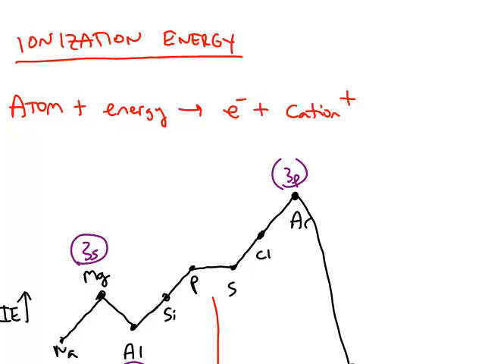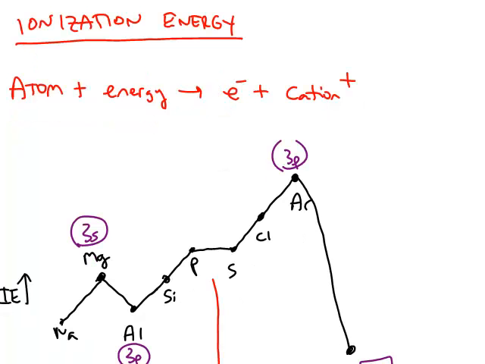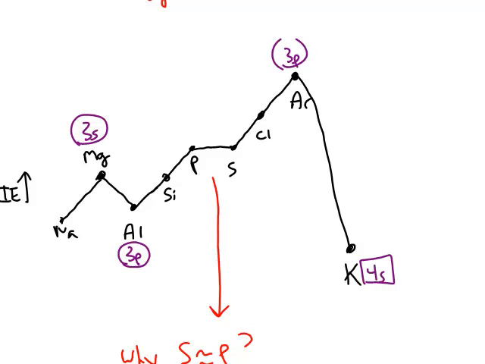Besides comparing the size of atoms, you can also compare the ionization energy of atoms. This is the amount of energy it takes to remove an electron from an atom, and this process is always endothermic. So here's a rough graph showing ionization energy plotted versus atomic number.